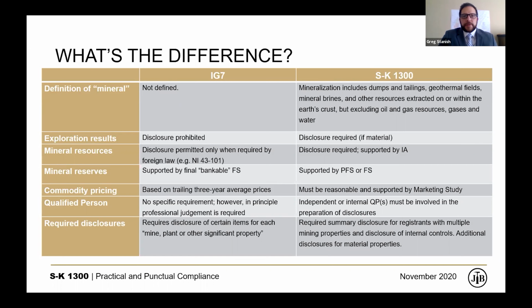Regarding exploration results, disclosure of exploration results under IG7 was previously prohibited. Now under SK 1300, disclosure of exploration results is required as long as the property is considered material to the registrants. Mineral resources were only permitted to be disclosed under IG7 when required by foreign law, for example, filing under an NI 43-101. However, many companies circumvented this and reported resource material as non-reserve materials. Under SK 1300, disclosure of resources is required again and must also be supported by an independent assessment.